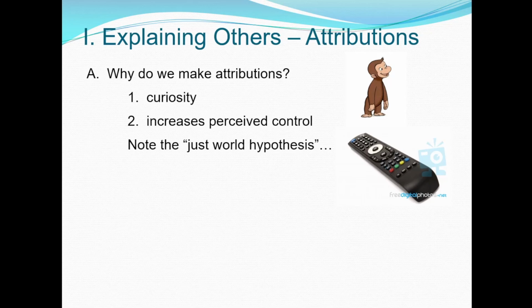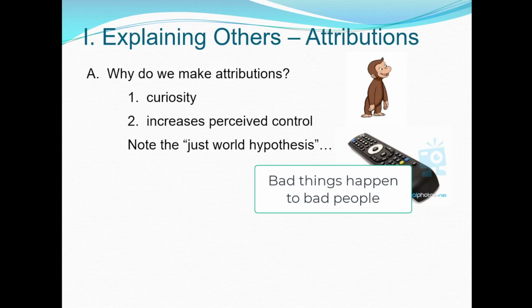Now I need to throw in something here to elaborate on perceived control, and it is called the just world hypothesis. Have you heard of this before? Just world beliefs, or the just world hypothesis. This refers to the common belief that good things happen to good people, bad things happen to bad people. Because if you live in a world that is just, if you live in a world that has justice, well then good things happen to good people and bad things happen to bad people. That's just. That's justice.